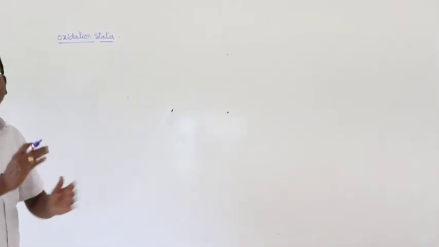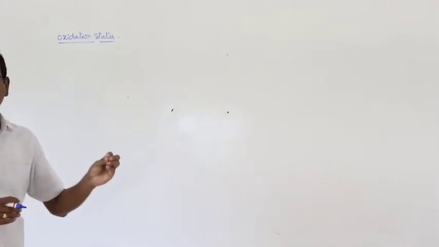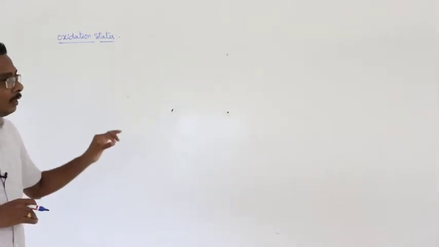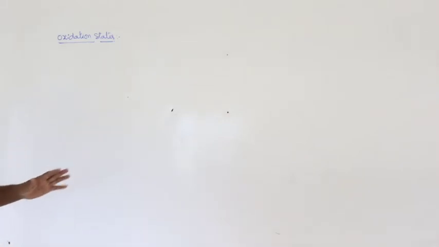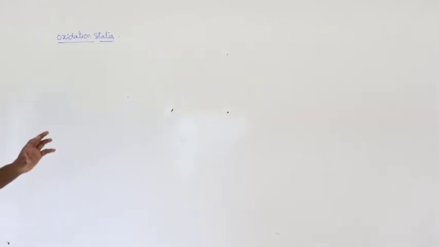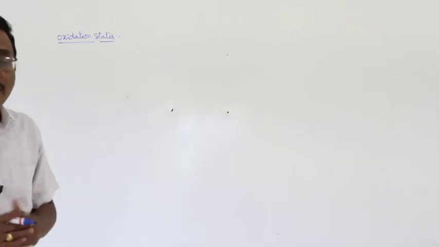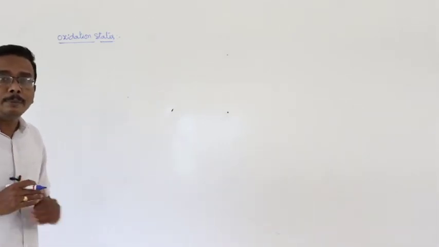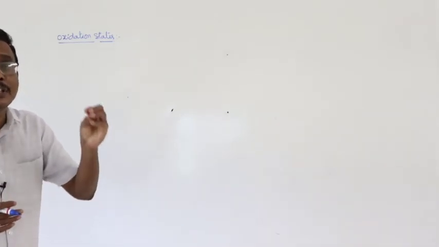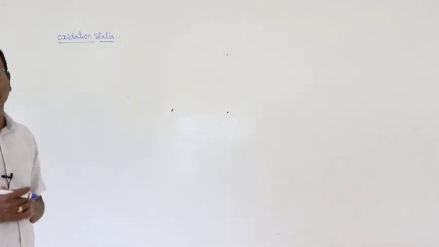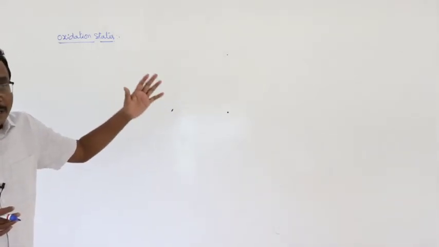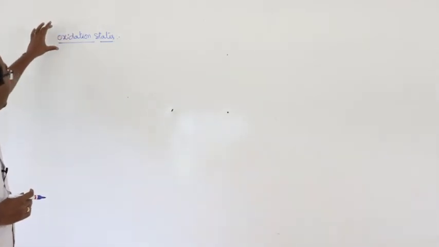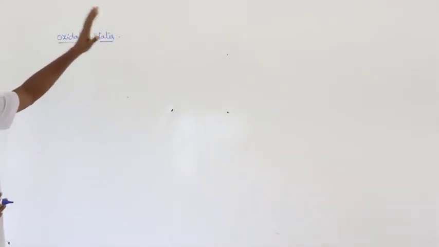The next periodic property is oxidation states. This is one of the important features or characteristics of an atom of an element. How can you define the word oxidation state or oxidation number? Oxidation state may be defined as the apparent charge of an atom in a molecule. The apparent charge of an atom in a molecule is referred to as oxidation state or oxidation number.